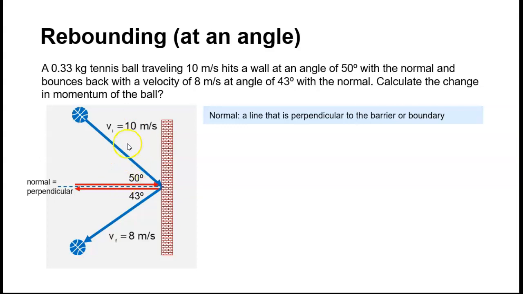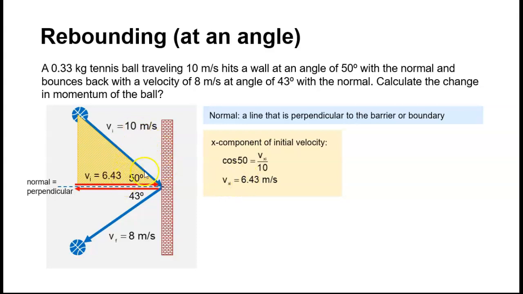So to get the x component of this 10, maybe I'll make a little triangle like this, and then I can talk to myself and use some trig. So since I know this 50, cosine of 50 would end up being the x component divided by the hypotenuse. And we can set my trig up over here and calculate that the x component of this incoming velocity is 6.43 meters per second.